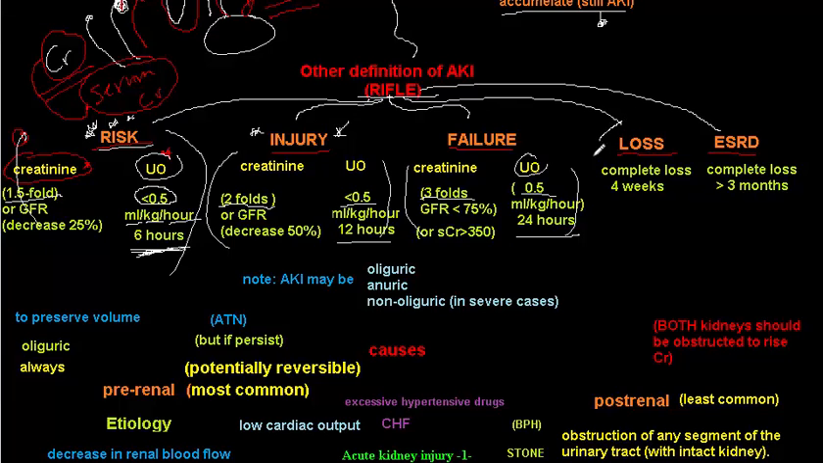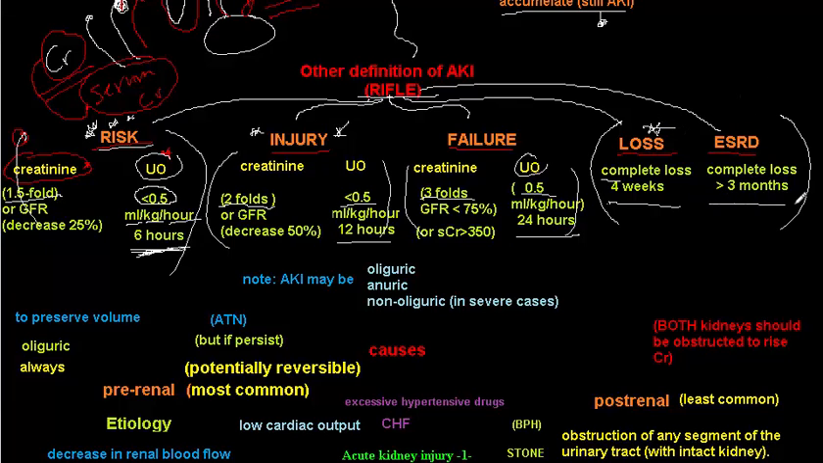Okay, now the loss and the end stage renal failure are not about the creatinine and urine output levels. They are about the time of losing the kidney function, the time of losing the kidney function to excrete creatinine and to make urine output. So if we have a complete loss of kidney function of more than 4 weeks, then this is the loss stage of the RIFLE criteria.